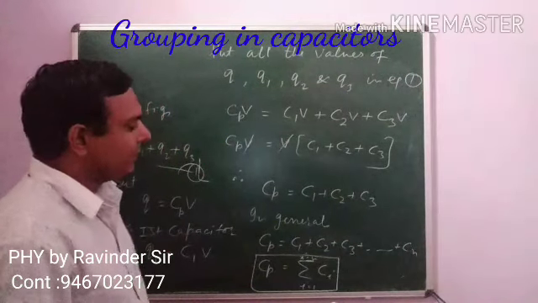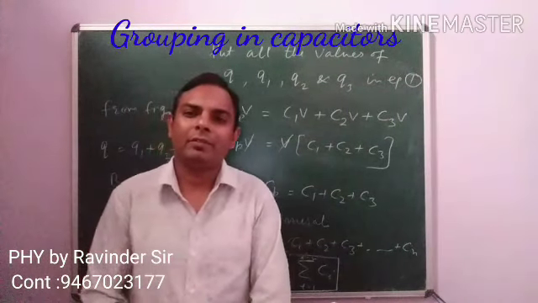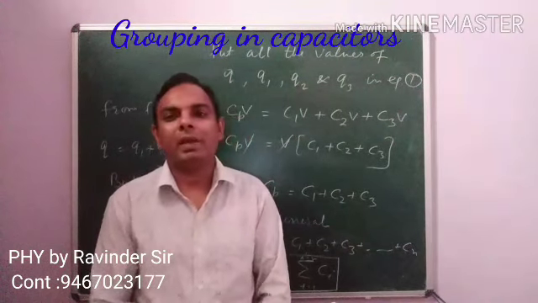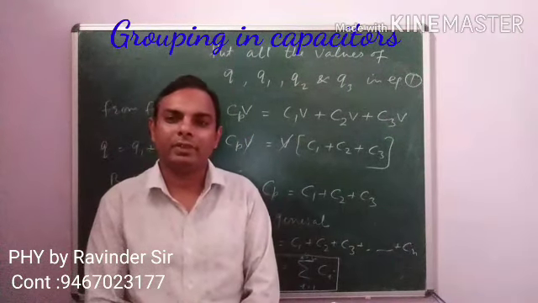So we know that in series combination total capacitance decreases, but in parallel combination total capacitance increases.